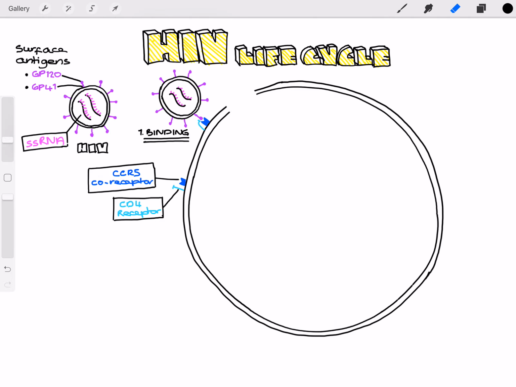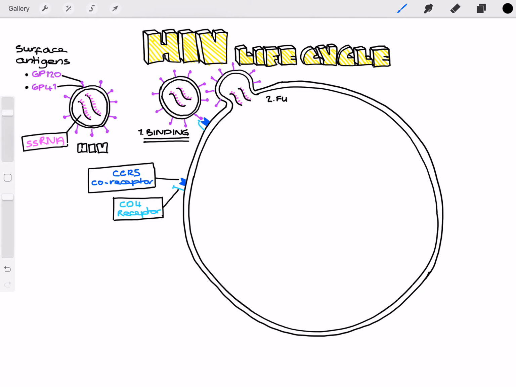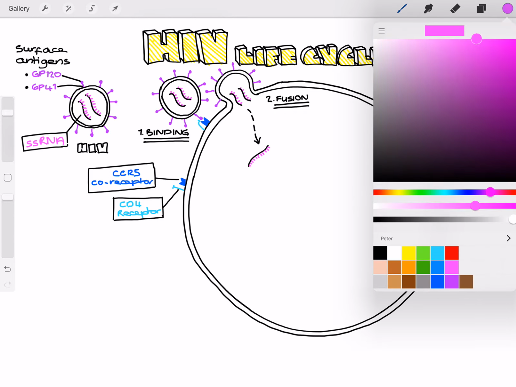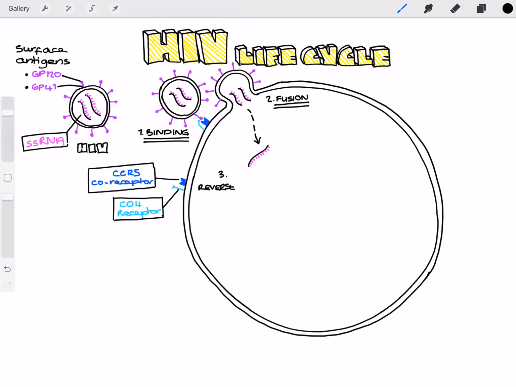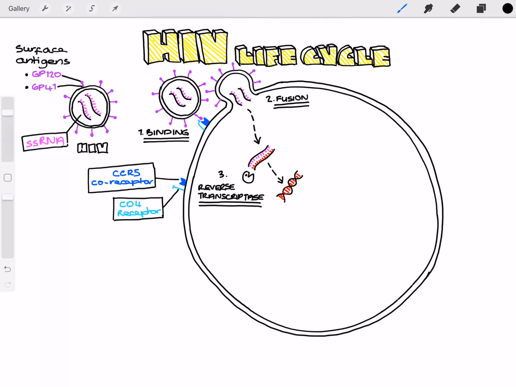So this is binding, and once this has happened, it enables the viral envelope to fuse with the cell surface membrane, and this is called fusion. And then the single-stranded RNA is able to enter the cell. And what happens now is the opposite of transcription, whereby DNA is converted into RNA, and the enzyme reverse transcriptase does what it says on the tin, and it converts the single-stranded RNA into DNA.